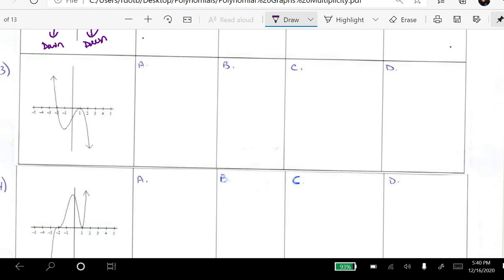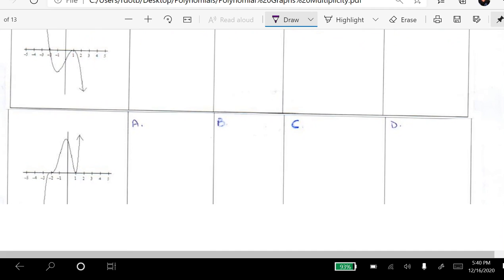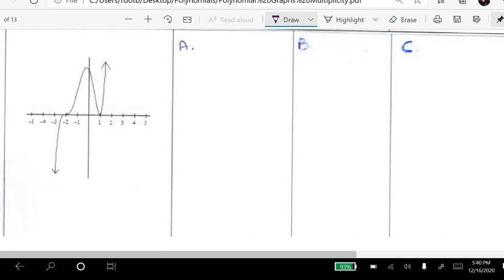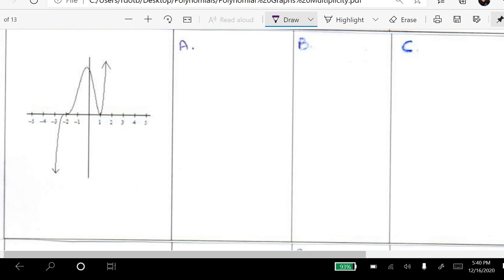I'll do number 4, and that'll be our last one here. For number 4, this one, first thing asks you for the zeros. So again, let me zoom in a little bit more on the picture so you can determine the zeros. The zeros for 4 are going to be here at -2 and here at 1.